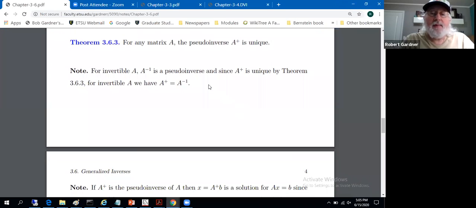And that's the little comment here, along with the fact that if A is invertible, these pseudo inverses are unique. The pseudo inverse must equal A inverse when it's unique.